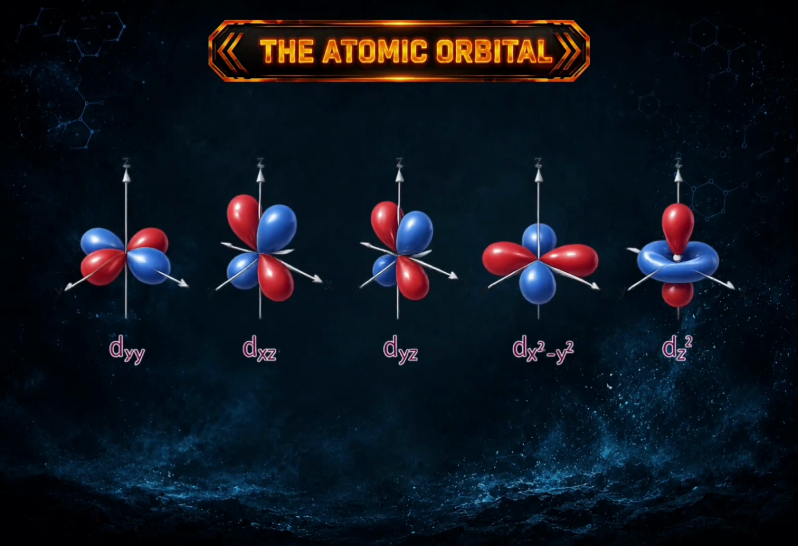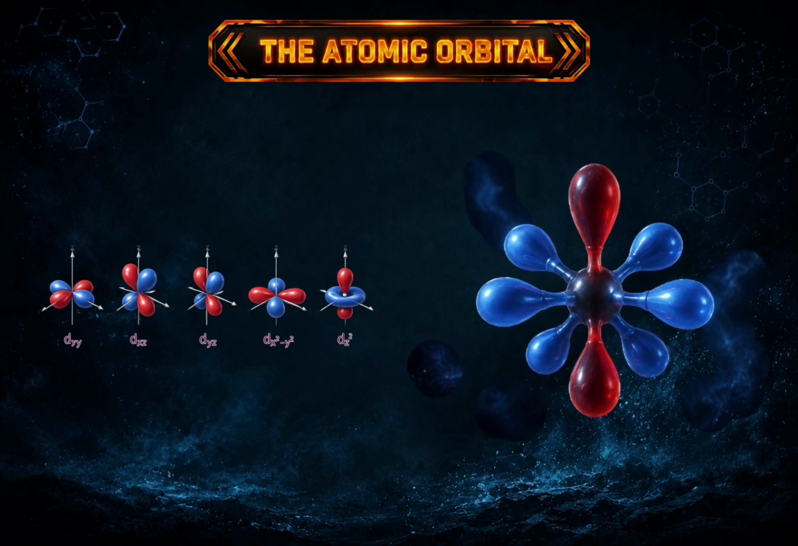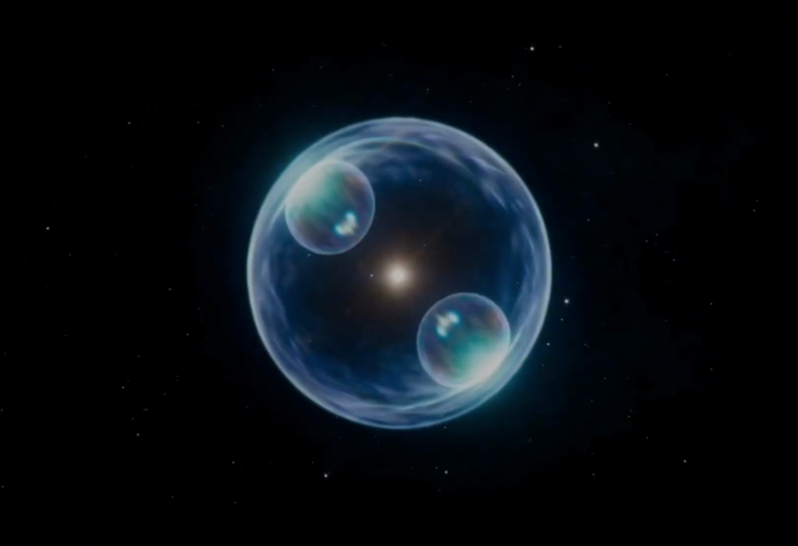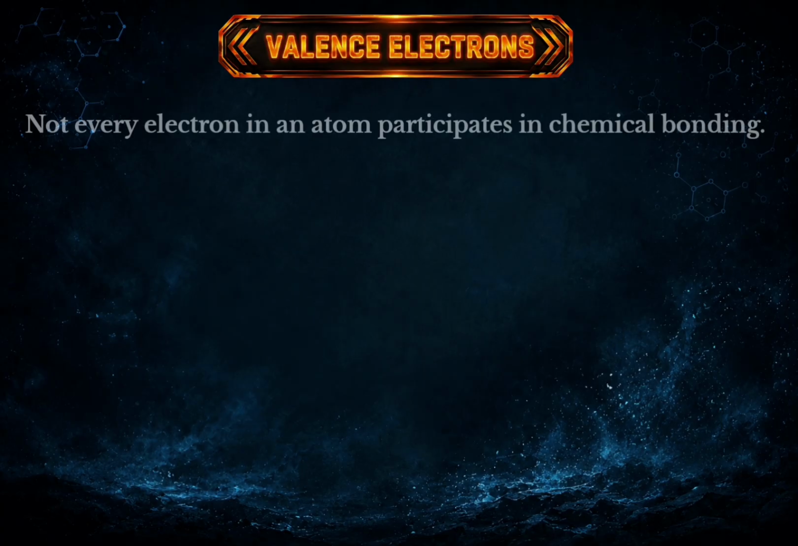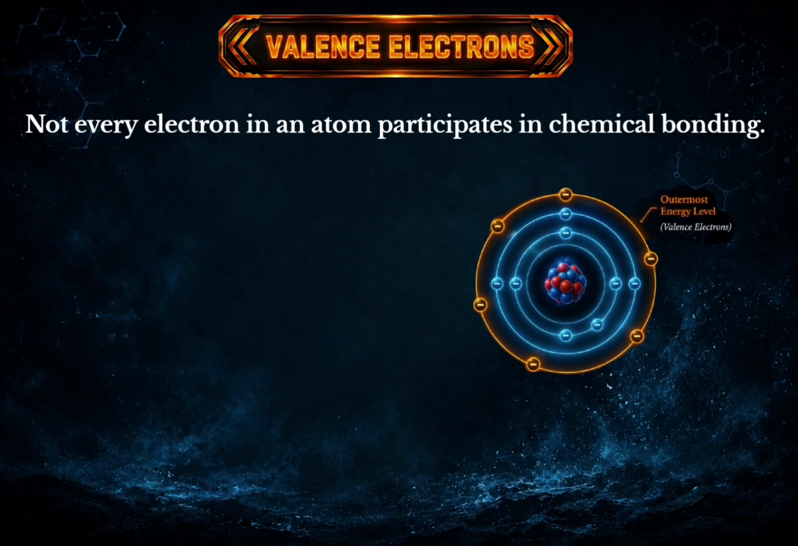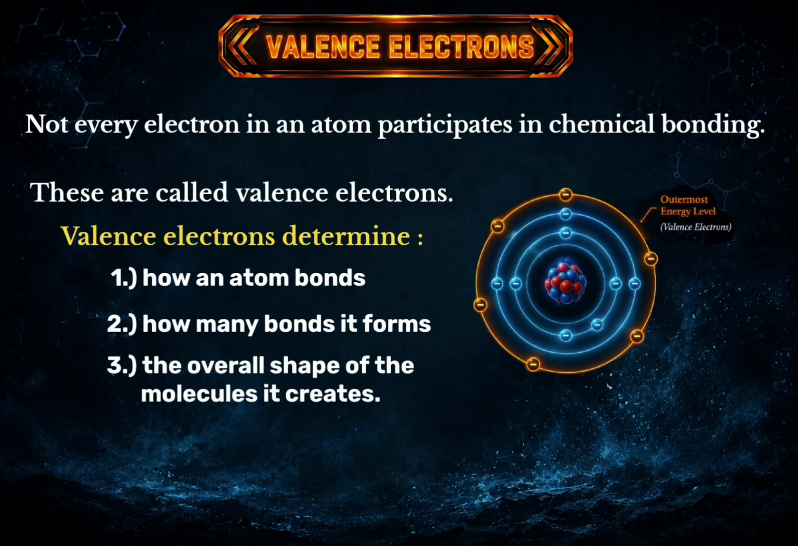For elements in the third period and beyond, d orbitals can also participate in hybridization. We'll explore those later when we study molecules with 5 or 6 electron domains. For now, remember one important idea. Hybridization happens when these atomic orbitals combine to form new hybrid orbitals. Now let's focus on another key concept. Not every electron in an atom participates in chemical bonding. Only the electrons in the outermost energy level are involved. These are called valence electrons. Valence electrons determine how an atom bonds, how many bonds it forms, and the overall shape of the molecules it creates.